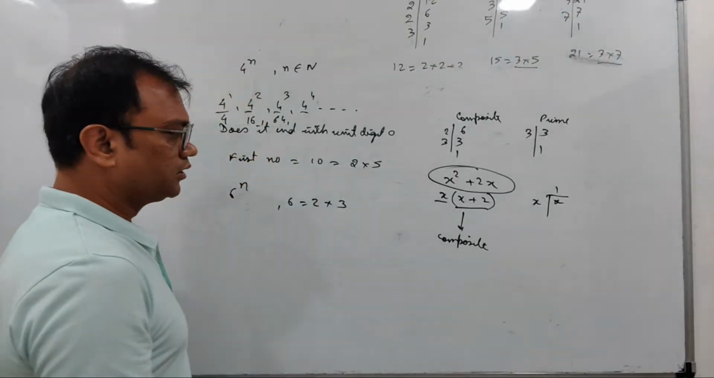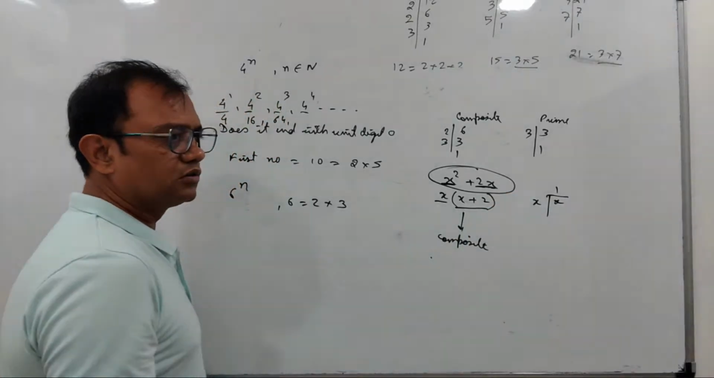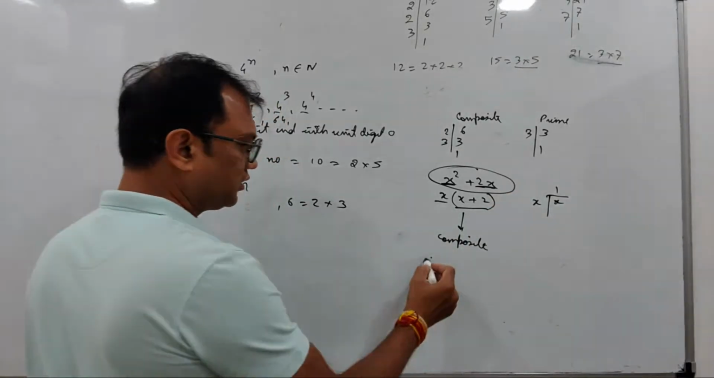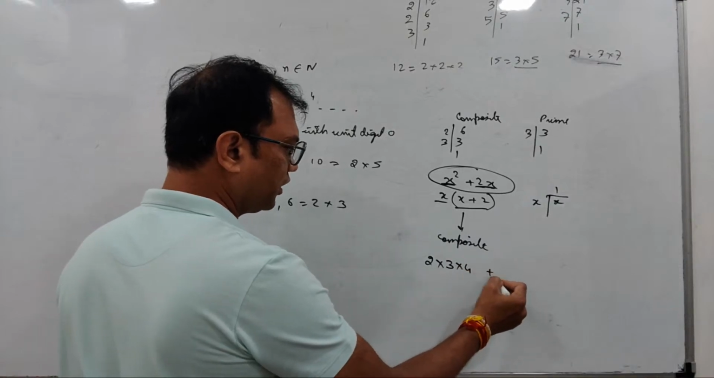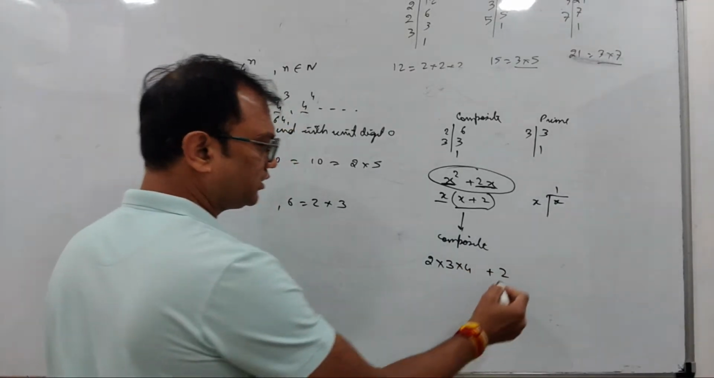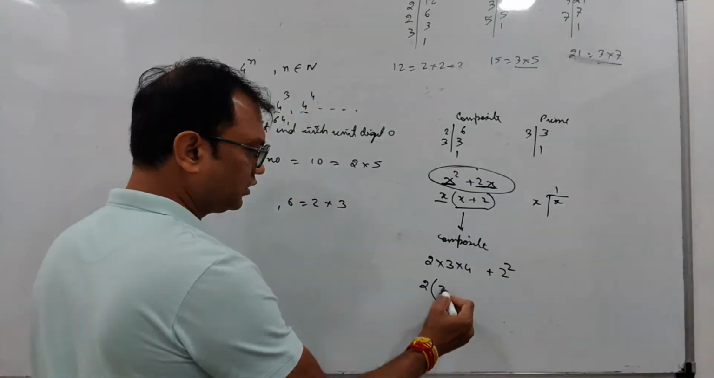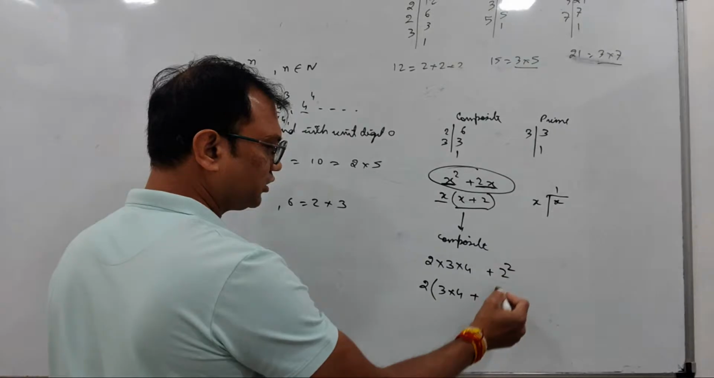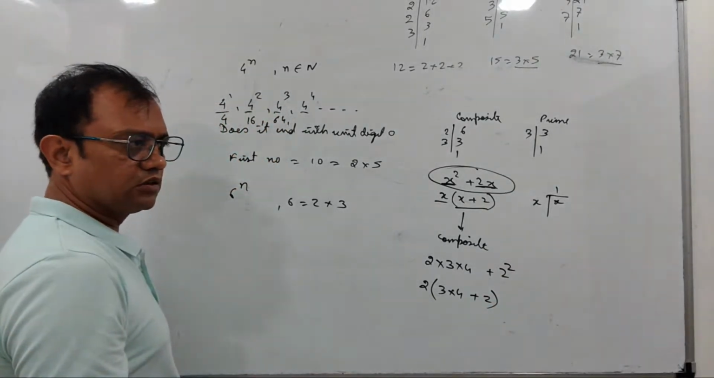Any number, so suppose I say, now here it is binomial because it has 2 terms. Suppose I say 2 into 3 into 4 plus 2, or let's say 2 square, I can take out 2 common, 3 into 4 plus, this is 2 square, so 2. So this is composite because it has 2 as a common factor.